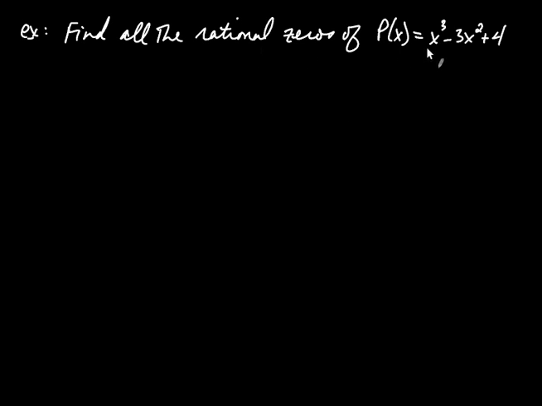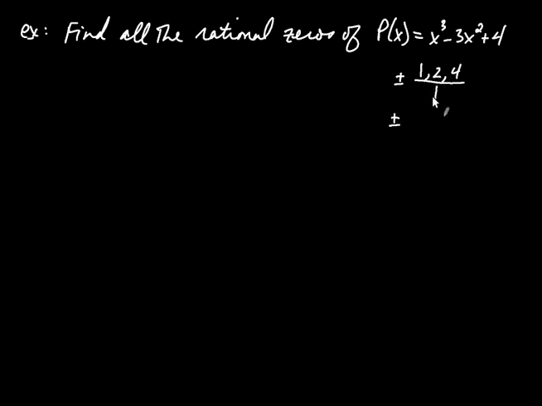So let's find all the rational zeros of this. So just like before, you list all the factors of the constant term. So it's going to be 1, 2, and 4, right? Those numbers all go into 4. And then you list all the factors of the leading coefficient. Well, the leading coefficient is just 1, so the only possibility is 1. So it's plus or minus all those combinations. So that leaves us with this.